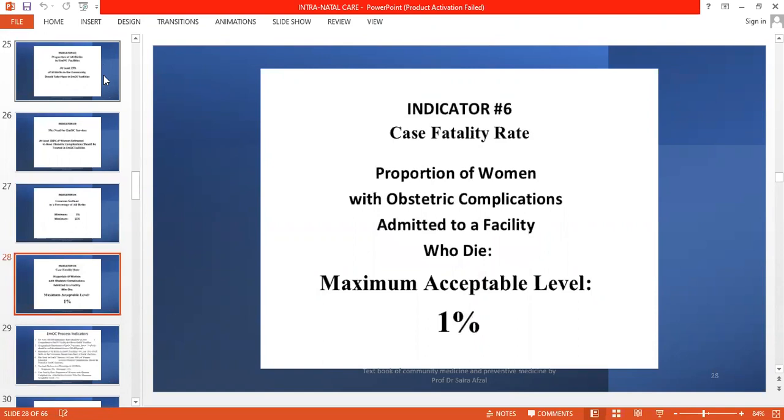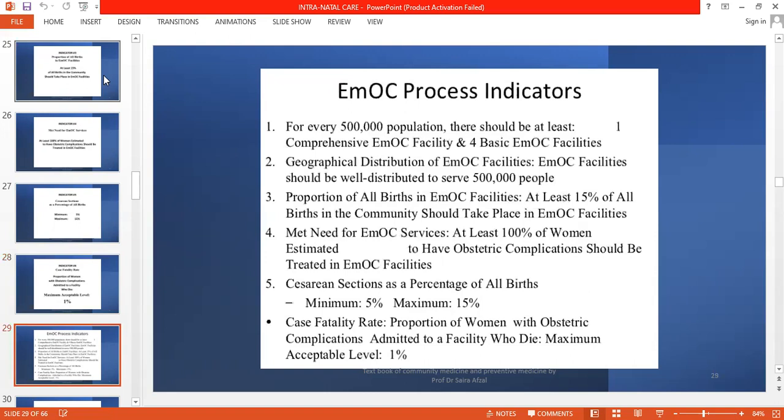And the case fatality rate in the facilities, the proportion of women with obstetric complications admitted to a facility who die, the maximum acceptable level should be 1%. These are all the 6 emergency obstetric care process indicators.